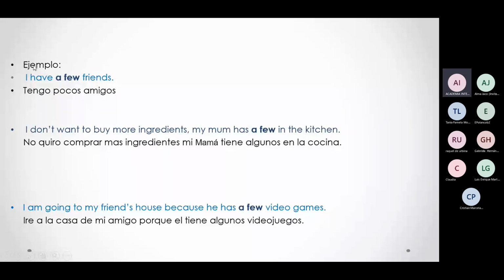Okay, number two. I don't want to buy more ingredients. My mom has a few in the kitchen. Why am I using a few here? Because ingredient is a countable noun. It's a countable noun. Es un sustantivo contable.